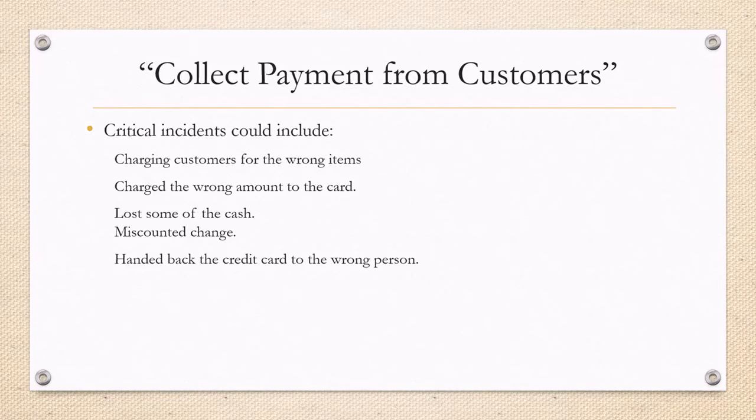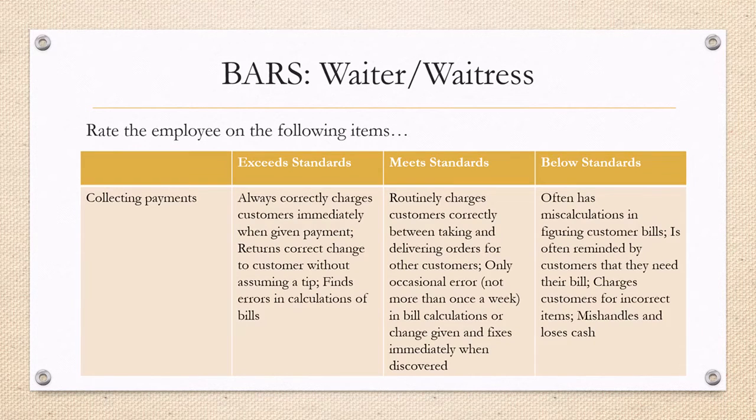So if we have the tasks that are required of a waiter and waitress, and we pick one out, say collect payments from customers, we would then come up with our critical incidents list. And I've just written a few things here that could fit into critical incidents for taking payment. Charging customers for the wrong items, charging the wrong amount to a card, losing some of the cash, miscounting change, or handing back the credit card to the wrong person.